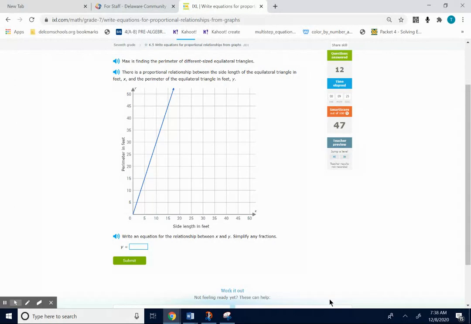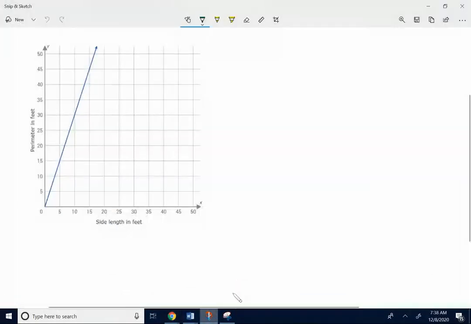Okay, Max is finding the perimeter of different sized equilateral triangles. There is a proportional relationship between the side length of an equilateral triangle in feet, x, and the perimeter of the equilateral triangle in feet, y. Okay, so the perimeter is the y-axis and the side length is the x-axis. Okay, write an equation for the relationship between x and y. Simplify any fractions. Okay, let me get to an image of this so I can write on it.